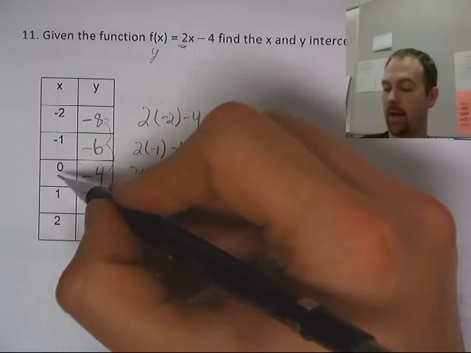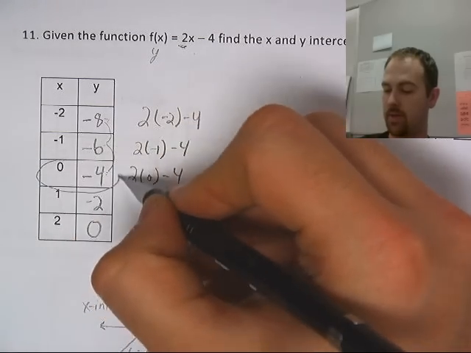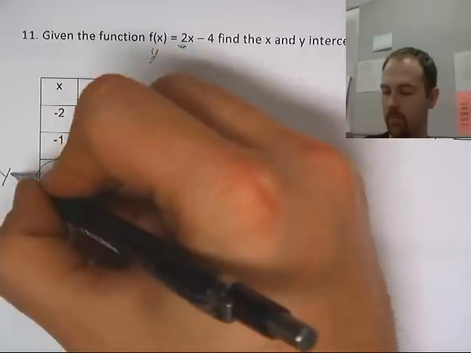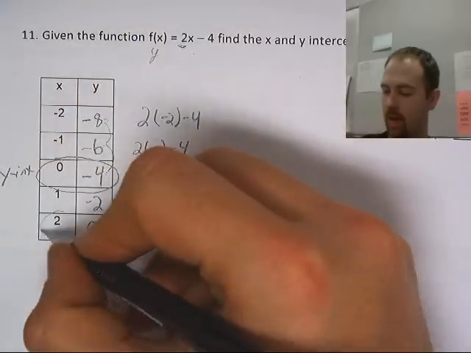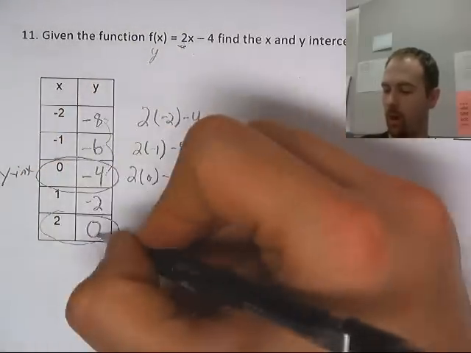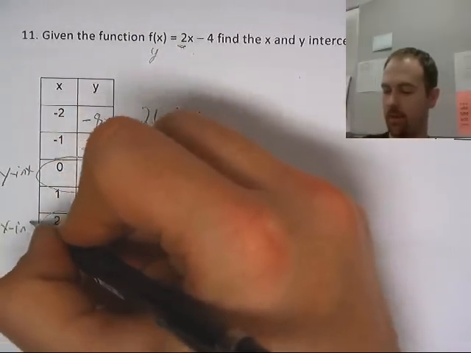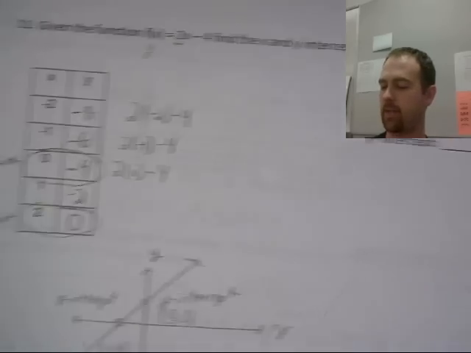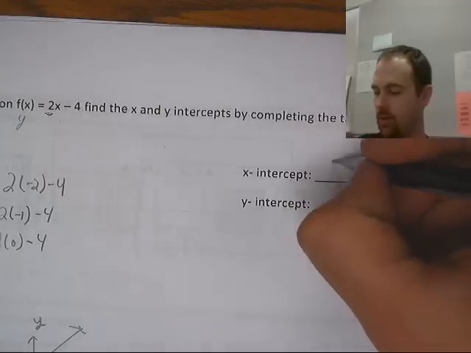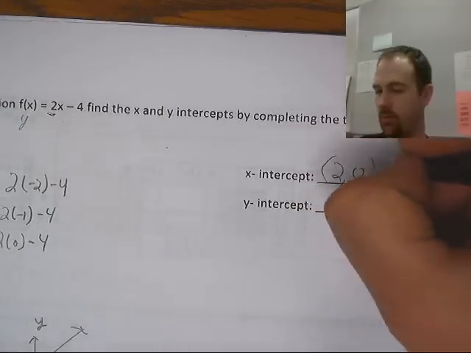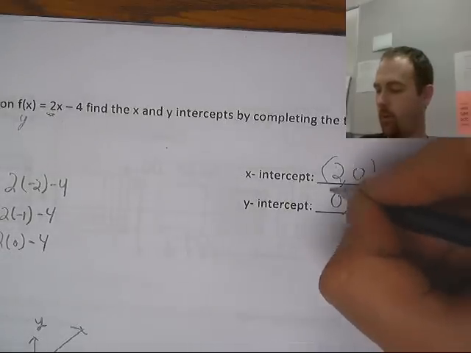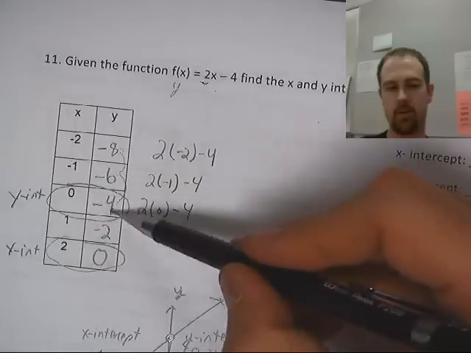Well, now I can see my x value is 0. There's my y-intercept. Here I've got an x value of 2, a y value of 0. That's my x-intercept. So when I come over here, my x-intercept is 2, 0, and my y-intercept is 0, -4, based on the 2 places on my table.